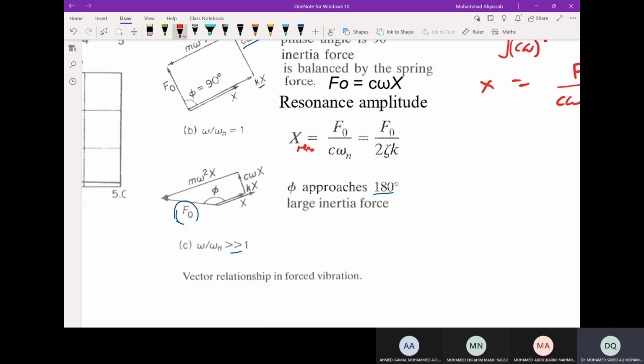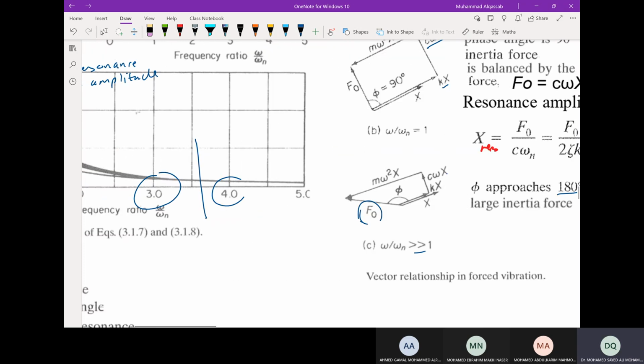So as you can see from this equation, X at resonance is equal to F naught over C omega n, or F naught over 2 zeta k. So if the value of C is 0, or zeta equal to 0, you are dividing by 0, which means it will go to infinity. And that is very dangerous, having an undamped system working at resonance.